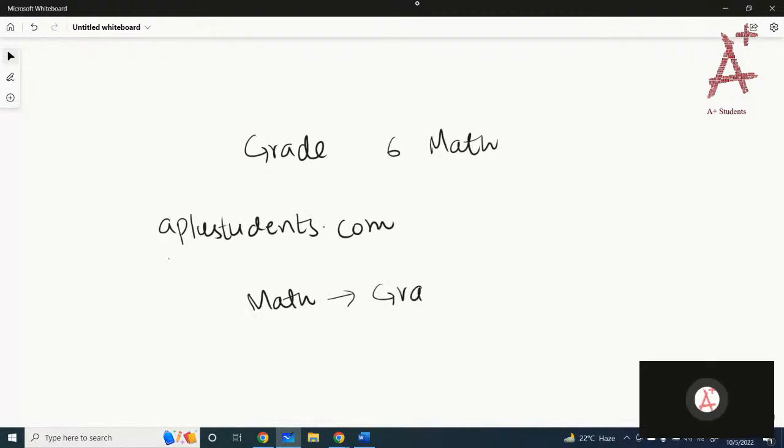Scroll down to grade 6 maths and we are going to start with chapter 3, that is division. Find the chapter division, and the topic we're going to start is the very first topic, that is divisibility rule.